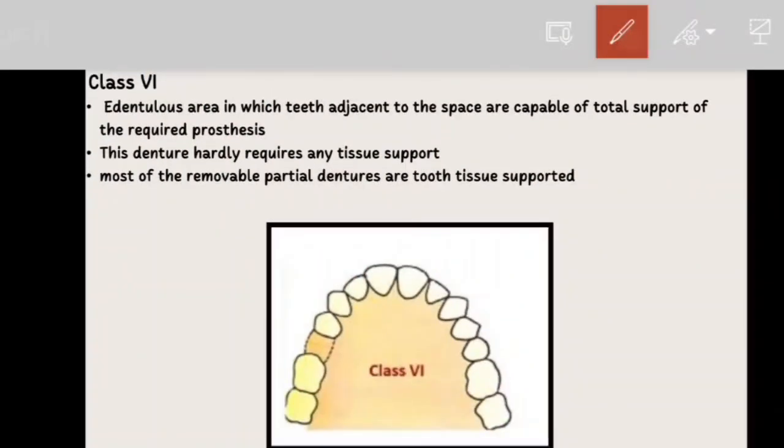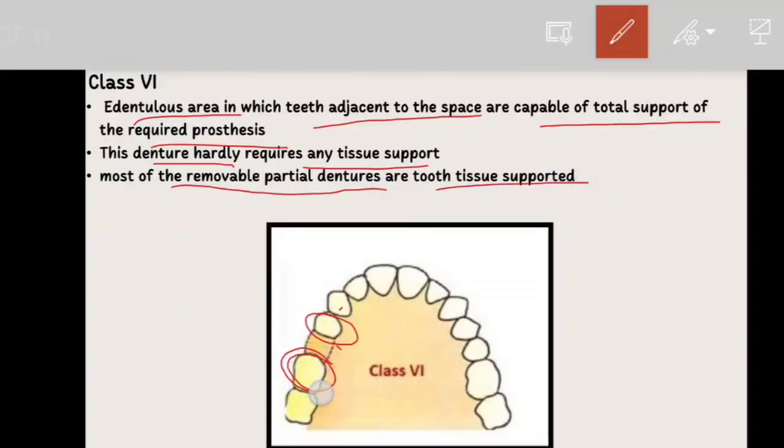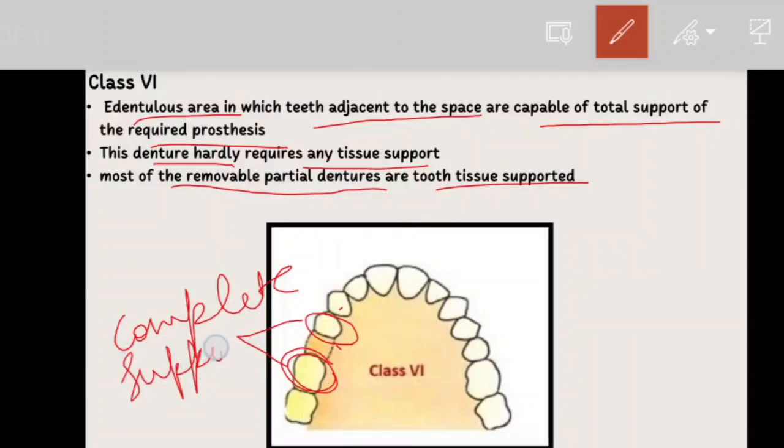Now class 6. Class 6 is an edentulous area in which the teeth adjacent to the space are capable of total support of the required prosthesis. This denture hardly requires any tissue support, unlike most removable partial dentures, which are tissue supported. You can see here the teeth adjacent to the edentulous space provide complete support and hardly any tissue support is required. So this is a completely tooth-supported denture. This is class 6.